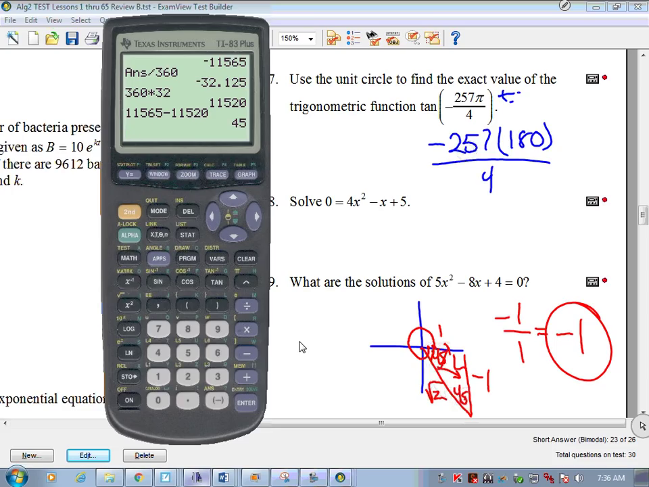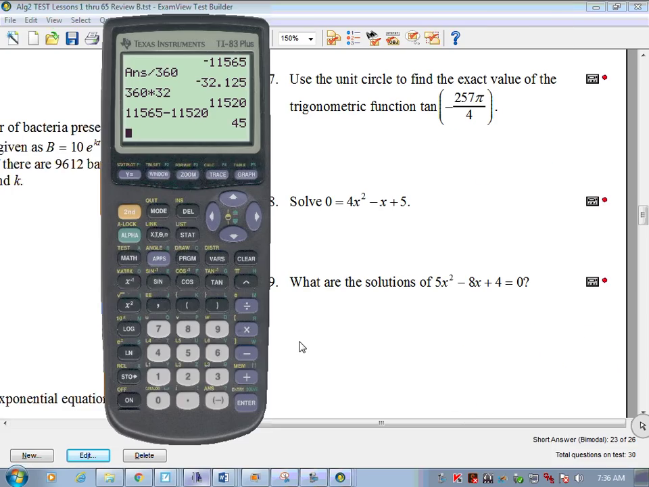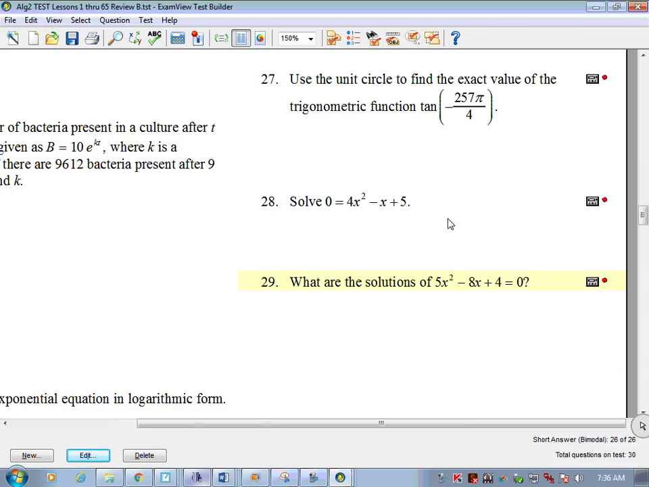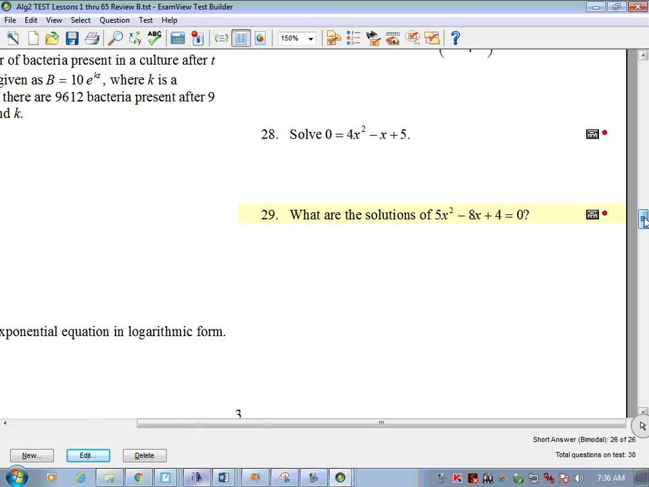So hopefully you saw what all was going on with the calculator there and understand how we got those numbers. Okay, 28.